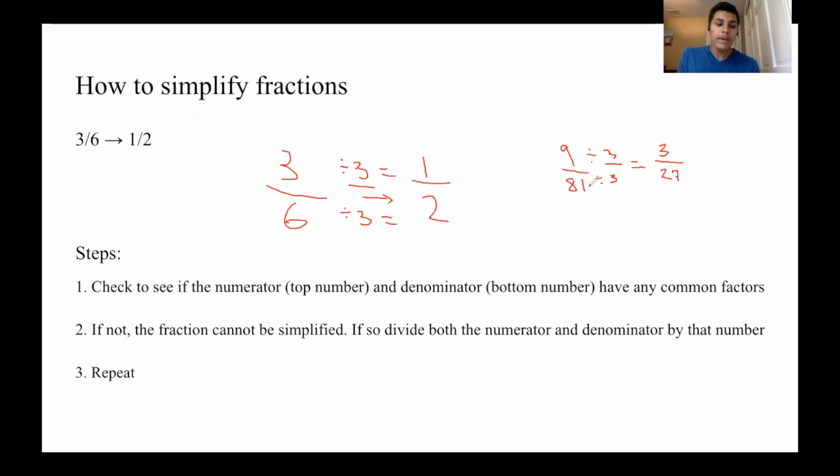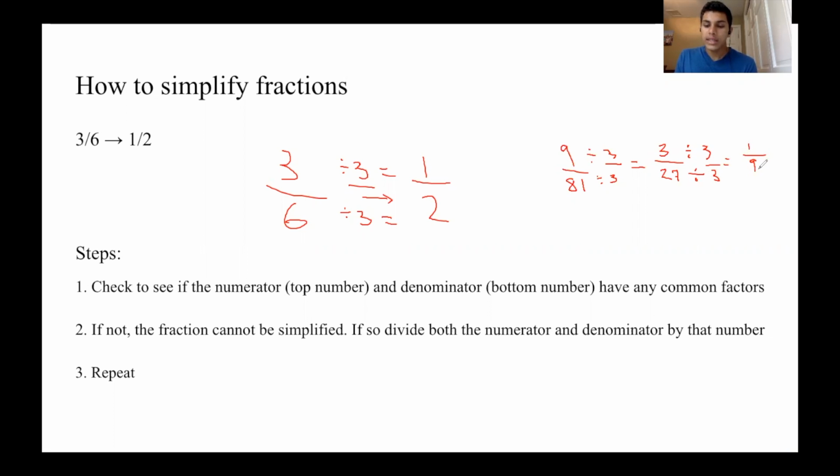Now, if we only did steps 1 and 2, we would say that we're done. But we're not done because we still have a fraction that can be simplified more. We need to repeat. 3 and 27 are both also divisible by 3. So if we repeat this process, divide by 3 for both of them. So 3 divided by 3 and 27 divided by 3. We end up with 1 over 9.